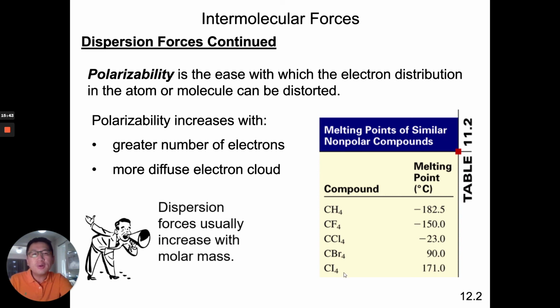Here are 1, 2, 3, 4, 5 compounds. Notice as I increase molar mass, CH4, CF4, molar mass from the periodic table, 1 carbon, 4 hydrogens, 1 carbon, 4 fluorines, 1 carbon, 4 chlorines, 4 bromines, 4 iodines. It increases molar mass going down that way. Notice melting point also increases. So if you have molecules that have dispersion forces only, then in general, the higher the molar mass, the higher the melting point. So increase molar mass, you're going to increase melting point.